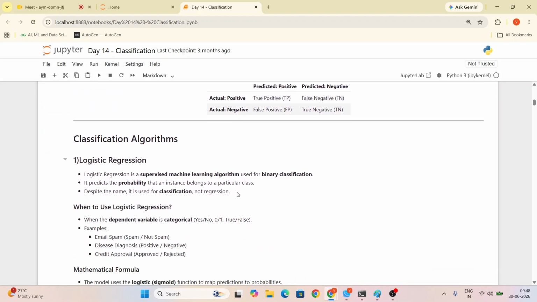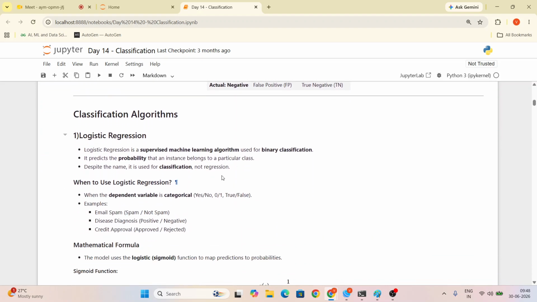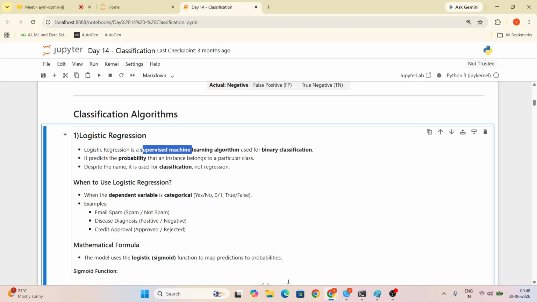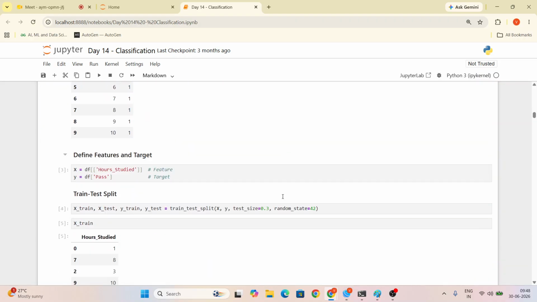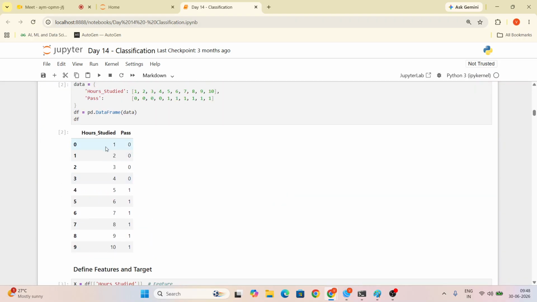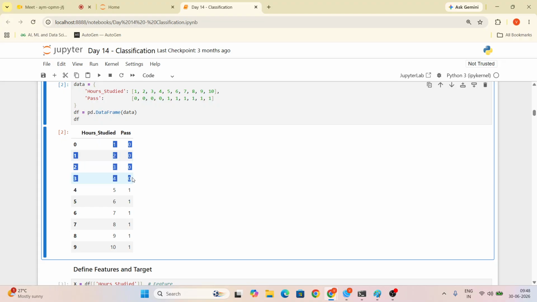Then now we will go to the algorithms. The first one is logistic regression. Logistic regression, I already told, is supervised machine learning and is only used for binary classification. First you have to see the graph, guys. This is the study hours, this is the pass. If students studied 1 hour to 4 hours, they will get a fail mark. If they studied above 5 hours, they will get a pass mark, right?